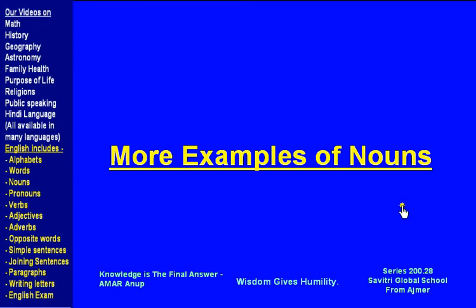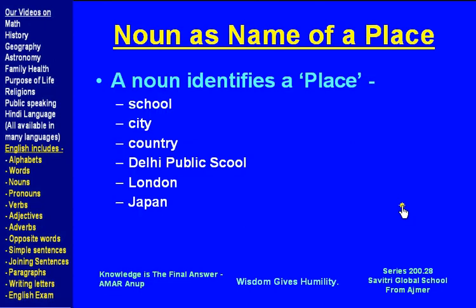Let's look at some more examples of nouns. When we talk of a place, that a noun identifies a place, here are three examples. School, city, and country are names of three places. So these are nouns. Delhi Public School is a particular school, London is a particular city, and Japan is a particular country. So these latter three are called proper nouns because they identify something proper or specific.